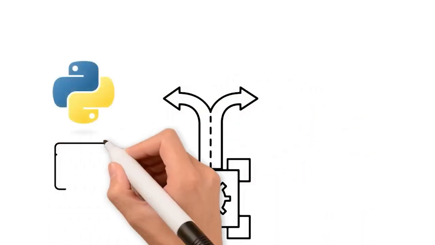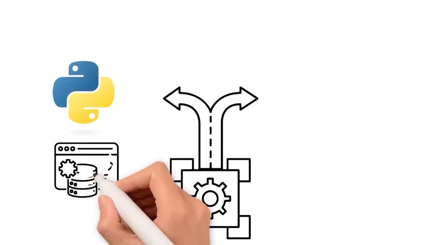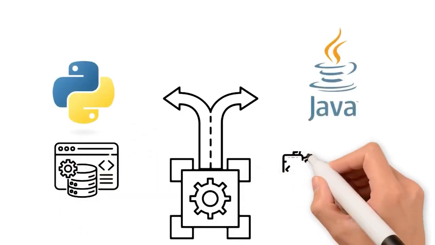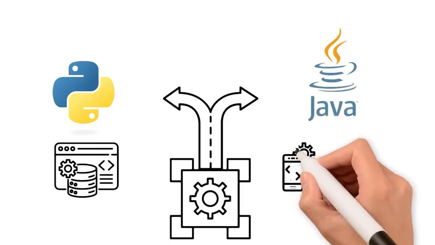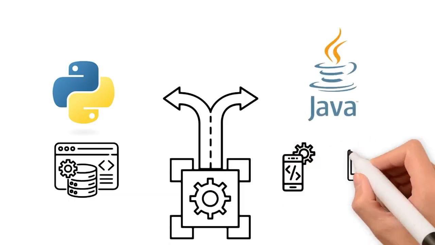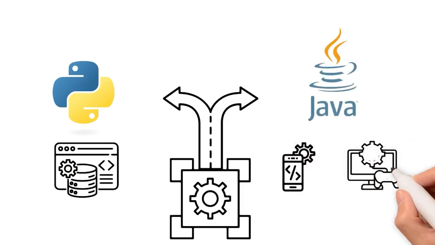Python is widely used in web development or backend tasks, while Java is employed in areas such as server-side and web applications, mobile development, and even game development. Simply put, Java is typically used for creating applications or programs.